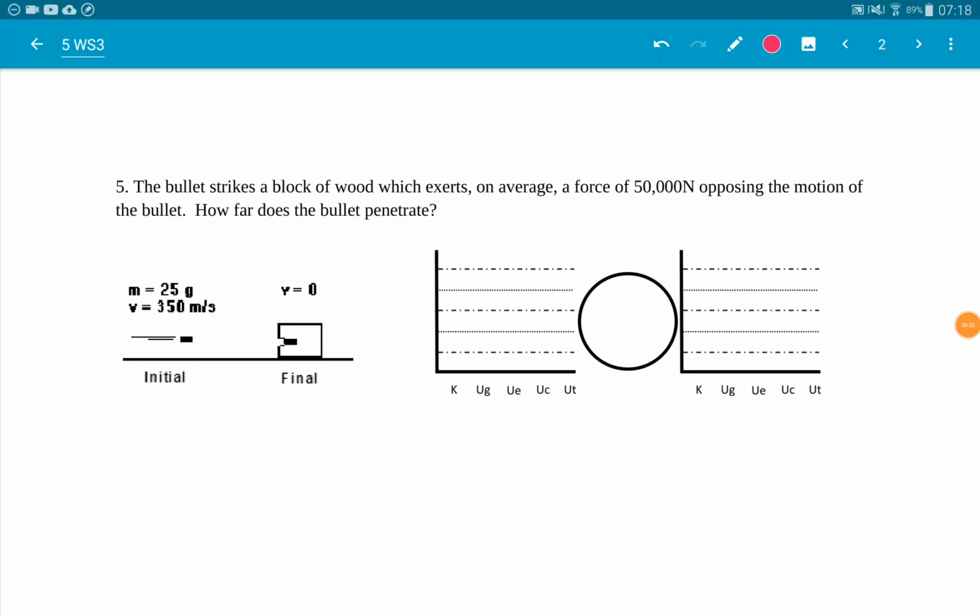Welcome back. We're on worksheet 3 in the energy unit, on number 5 here. I'm going to give you the full-blown interior thoughts of what's going through my mind and how I figure out one of these guys. So let's read it. The bullet strikes a block of wood which exerts, on average, a force of 50,000 newtons opposing the motion of the bullet. How far does the bullet penetrate?